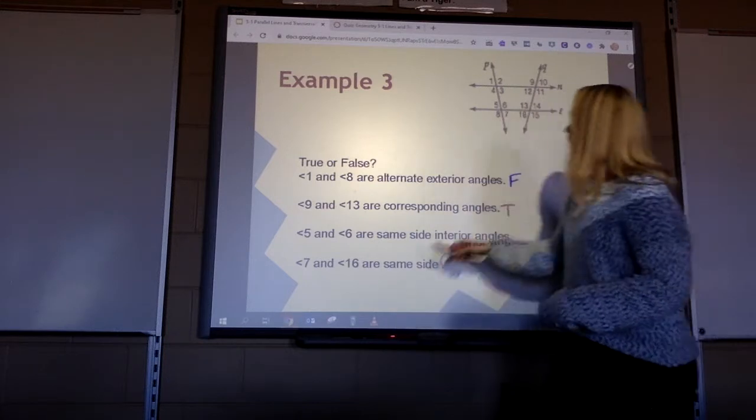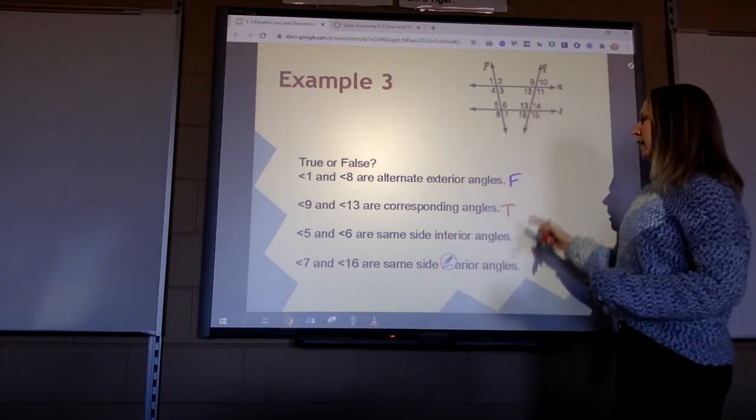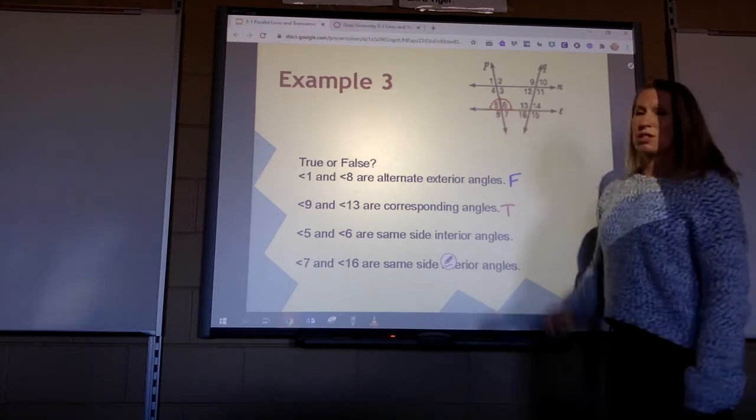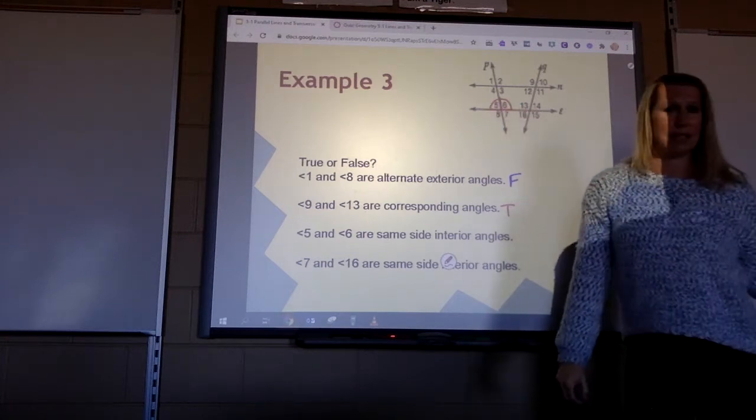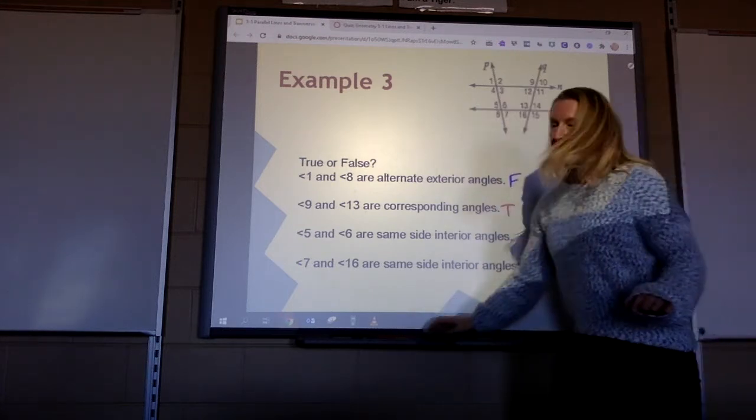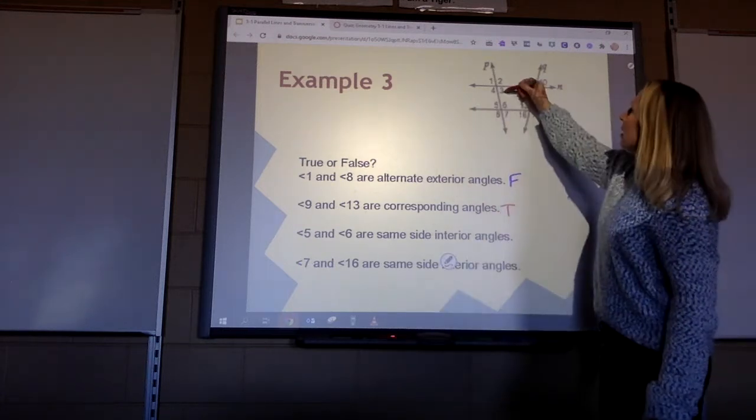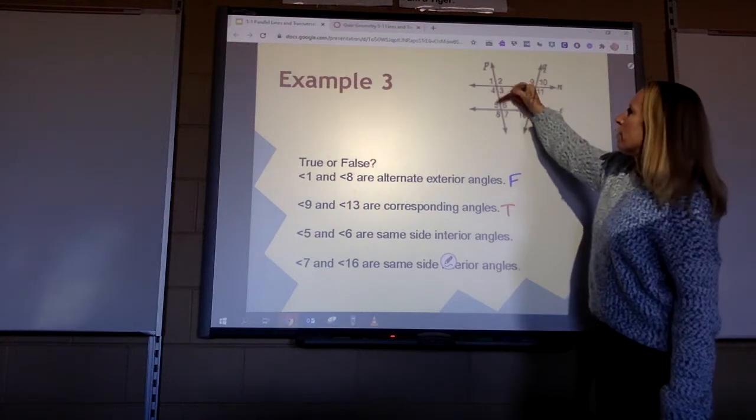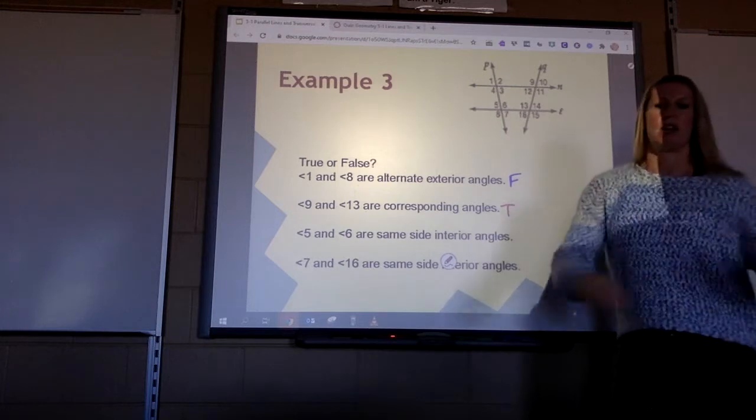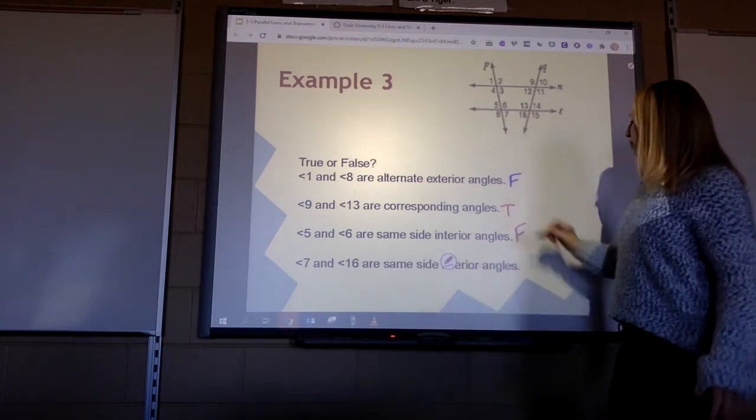Okay, 5 and 6 are same side interior angles. So 5 and 6 are actually a linear pair. They are not same side interior angles. Same side interior angles would be like 3 and 6 or 4 and 5. So 5 and 6 form a linear pair, not same side interior. That would be false.